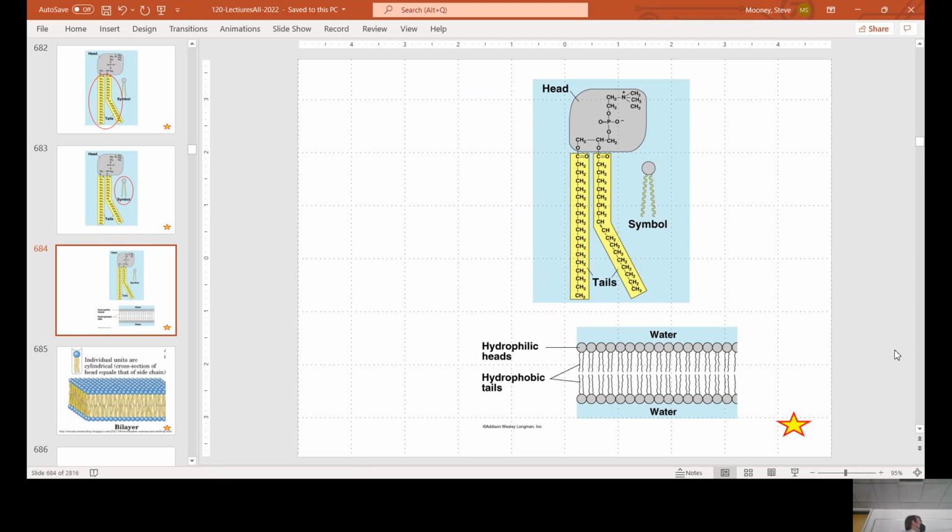Has anybody seen this structure before? Biology classes.